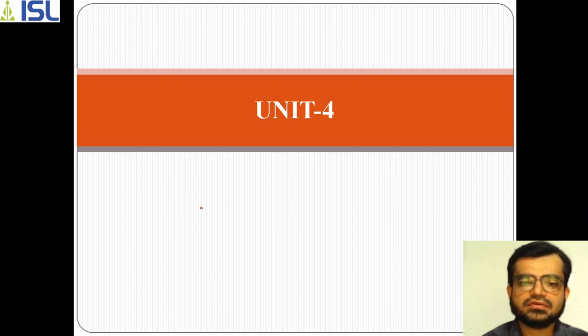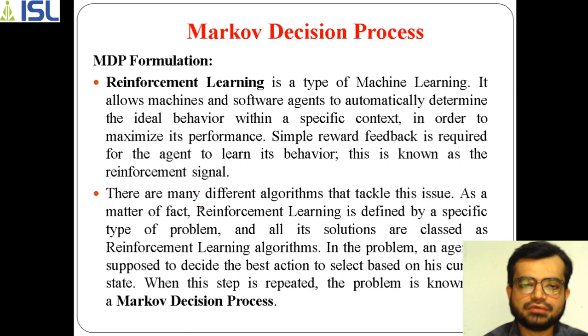Welcome back, students. Today we are going to start the next unit on artificial intelligence, that is the fourth unit. In this unit, what we are going to discuss today is the basics of the Markov decision process. As you are already aware, what is a Markov process? And using that Markov process, we have seen a model called the hidden Markov model. Today we are going to see how this Markov decision process can be formulated.